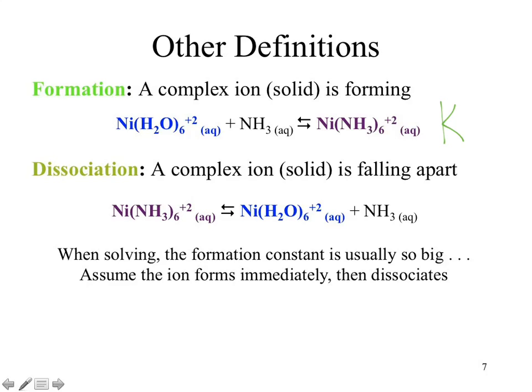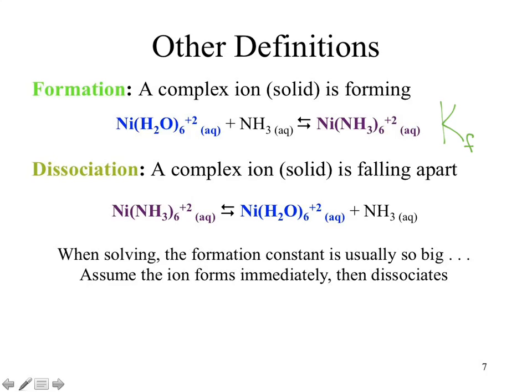We don't want to say Ksp. It's not a bad idea, but that says it's a solid. There's no solids in there. This was the equilibrium constant for what? The formation of a complex ion. So let's call it Kf.